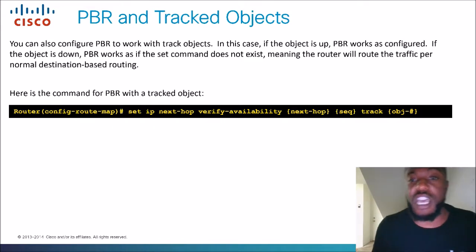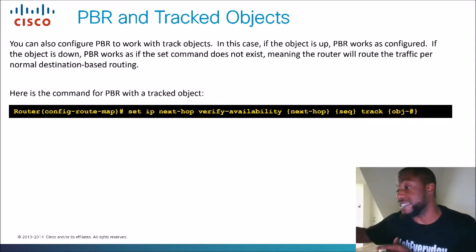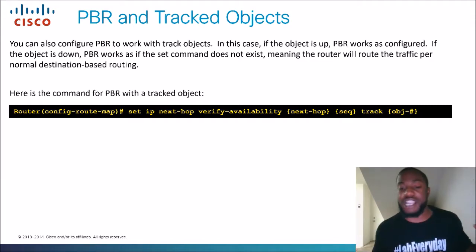In this case, if the object is up, PBR works as configured. If the object is down, PBR works as if the set command does not exist, meaning the router will route the traffic per normal destination-based routing. So in other words, the default routing action. So if the policy-based routing says to do this, if we lose that policy, then take the default action of what the routing table says. So you do show IP route, do this. That's what it's saying here.